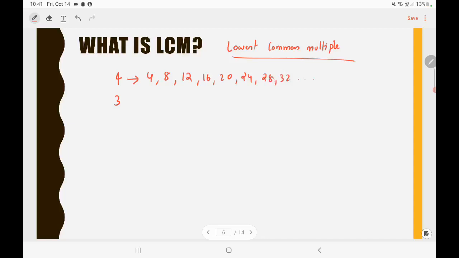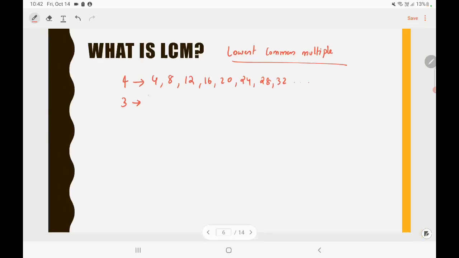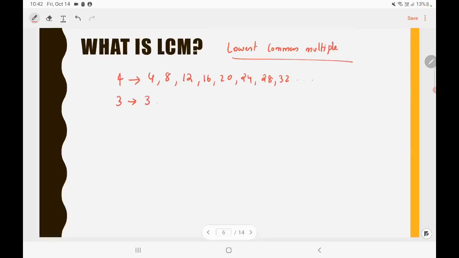So these are the multiples of 4. Okay, so what are the multiples of 3? Similarly, you can write multiples of 3 as 3, 6, 9, 12, then you have 15, 18, 21, 24, then 27, 30, 33, etc.